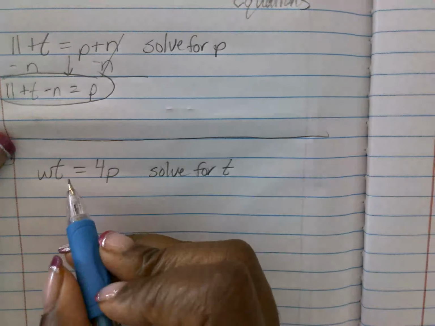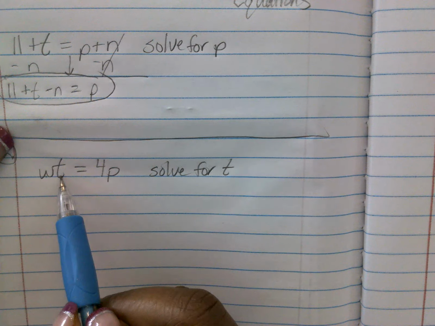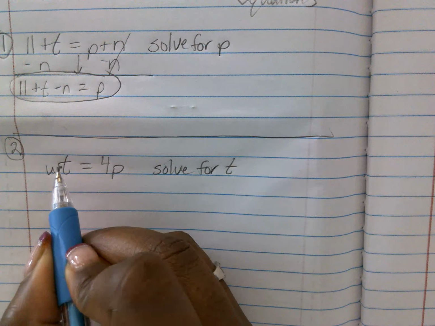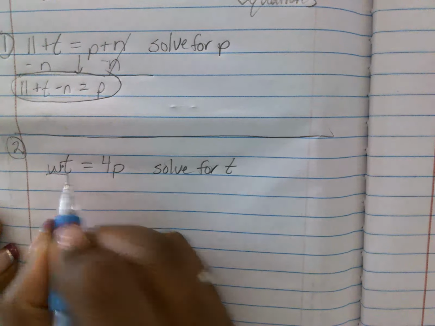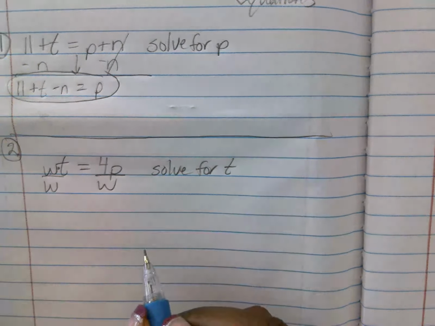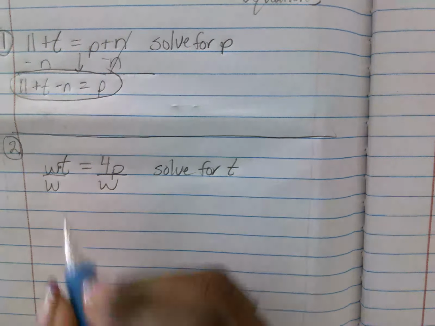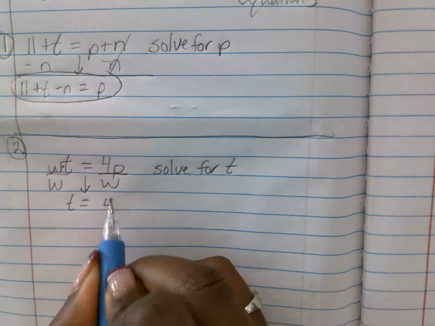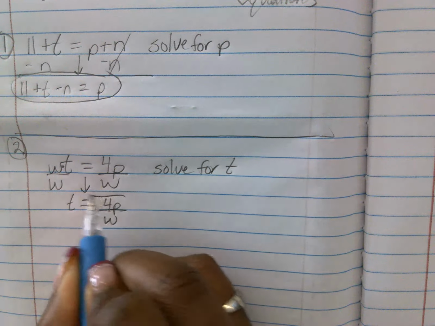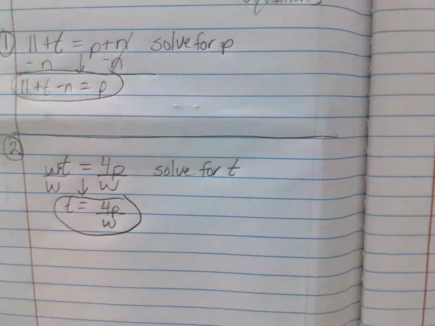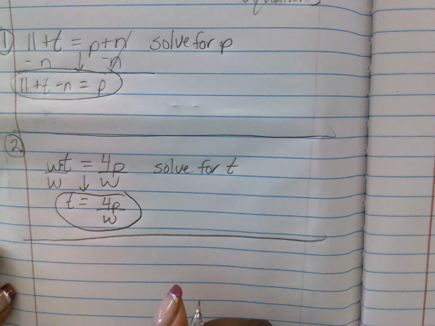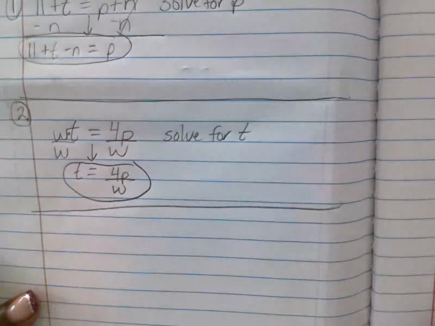Not subtract. What's the operation that's between W and T? You're going to divide because it's multiplication here, right? The opposite of multiplication is division. So we're going to divide both sides by what? W. W divided by W gives you 1. So you're left with 1T or just T. Bring down the equal. And on this side, you get 4p divided by W. This is your answer. Raise your hand if you got that right. Okay, perfect.